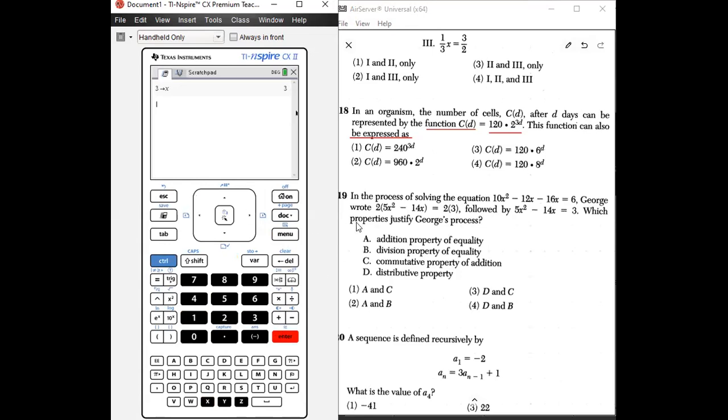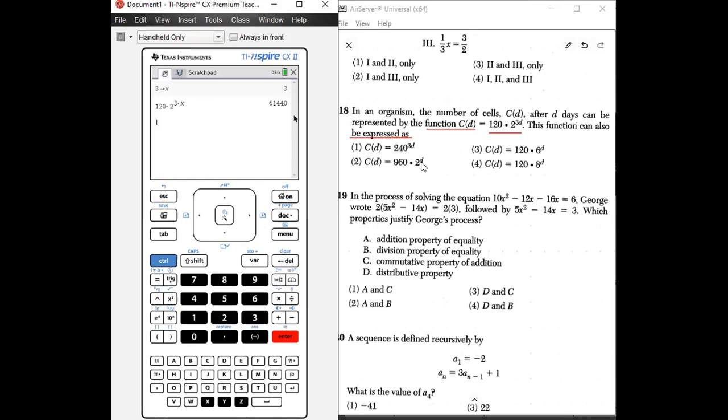I've stored 3 there. And so now I'm going to key in the original function, but I'm only going to be looking at this part right here, 120 times 2 to the 3D power. So I'm going to go 120 times 2 to the, now instead of the D, since I'm using X, I got to use X. And then I press enter. And it says that's 61,440.